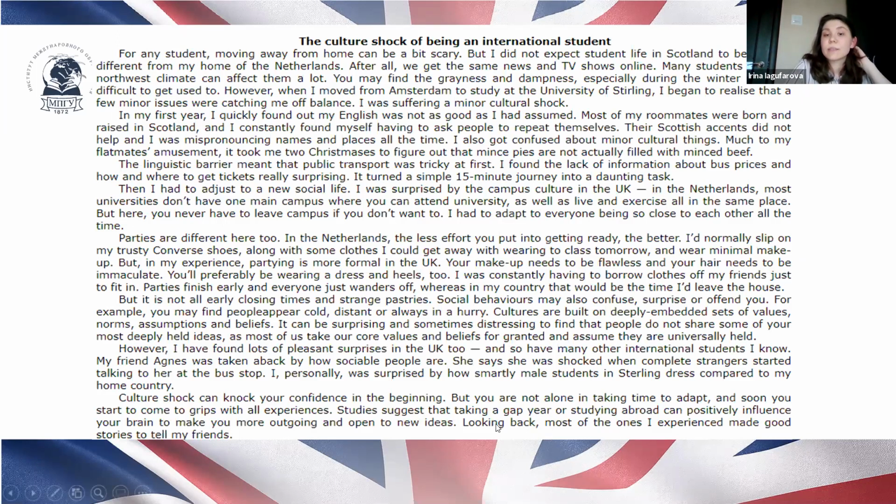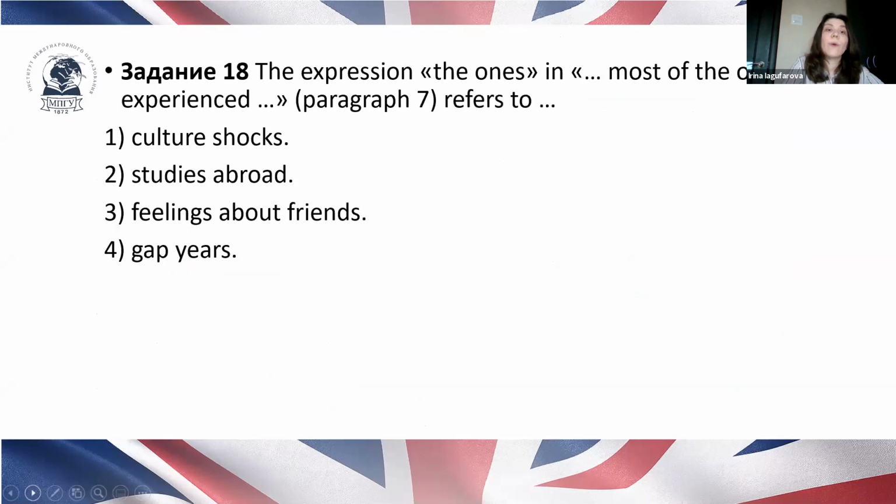And here we have this sentence. Looking back, most of the ones I experienced, so the ones, what does it mean? The ones I experienced made good stories to tell my friend. Oh, okay, so I see that you have answered. So not on, it was the previous one, sorry. So let's see the variants again. Culture shocks, studies abroad, feelings about friends, and gap years.